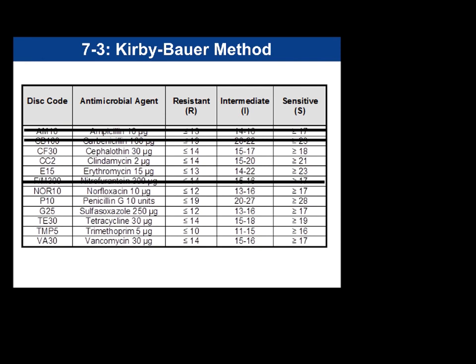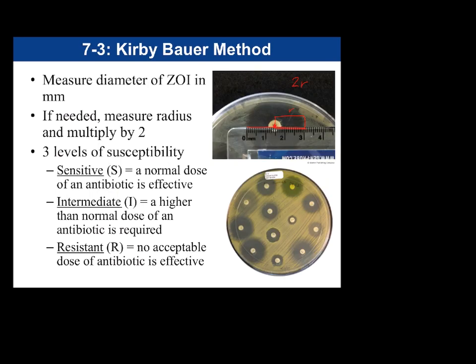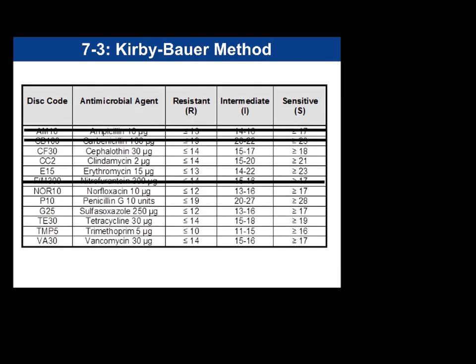Take a metric ruler, and we're going to be using this chart and measuring the zones of inhibition on our plate. And the measurement will correspond to the different levels of susceptibility. So for instance, if we have our disc CF30, that's cefazolin, if you measure a zone of inhibition that is less than or equal to 14, that particular organism is resistant to that particular drug, and so on and so forth.